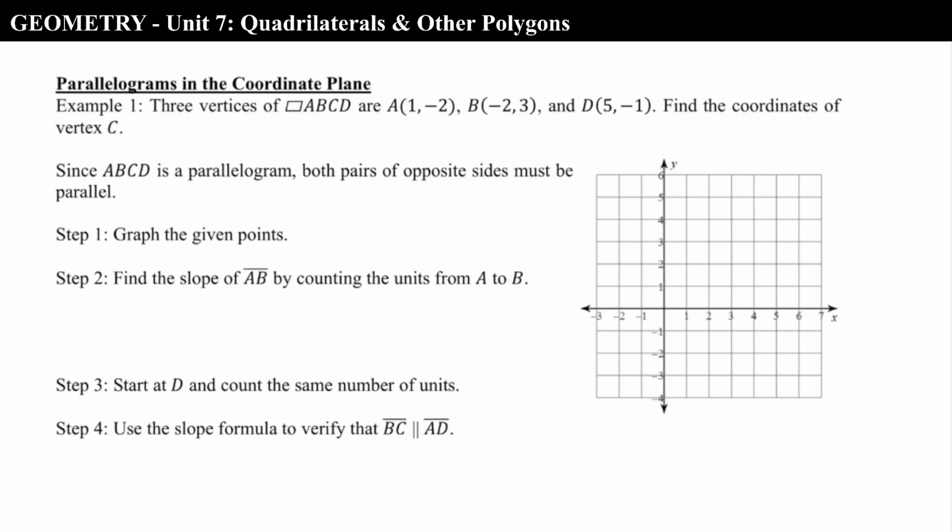So we're going to start by graphing the given points. We've got A at (1, -2). So this is where A is going to be. We have B at (-2, 3). So there's B. And then we've got D at (5, -1), which would be here. And we can connect these lines. So let's connect these vertices here.